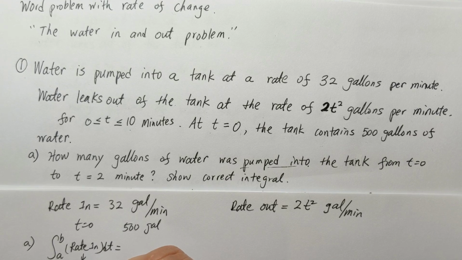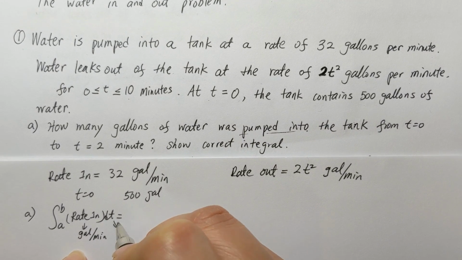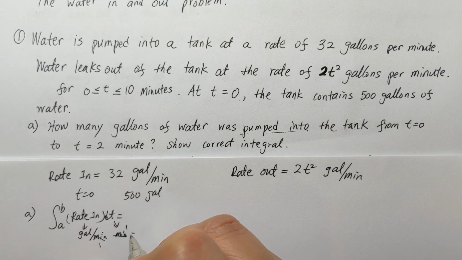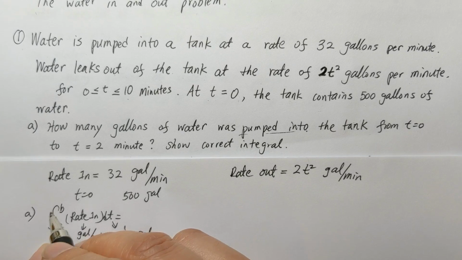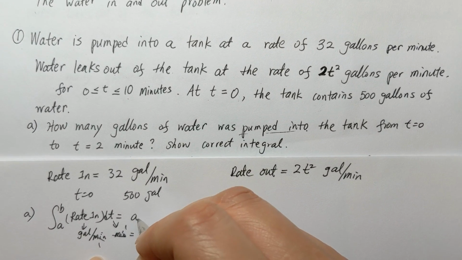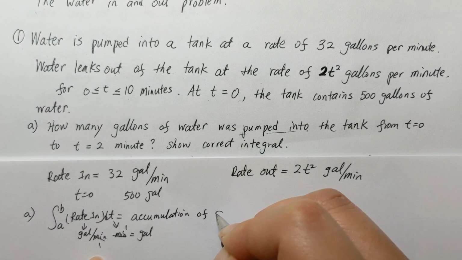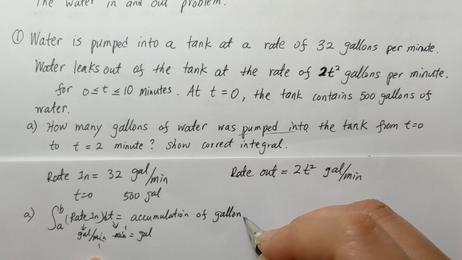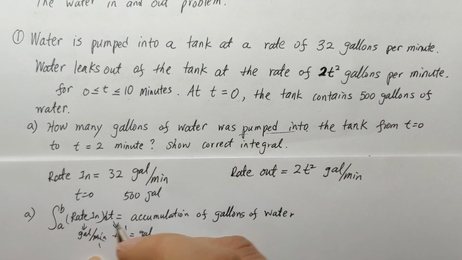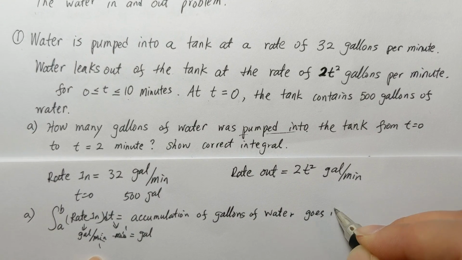The rate in, the unit is gallons per minute. And the unit for dt is minutes. So if we simplify, we're going to get gallons. So this integral will give you accumulation of gallons. In this case it is water, because it's rate in. So that means accumulation of water going in.